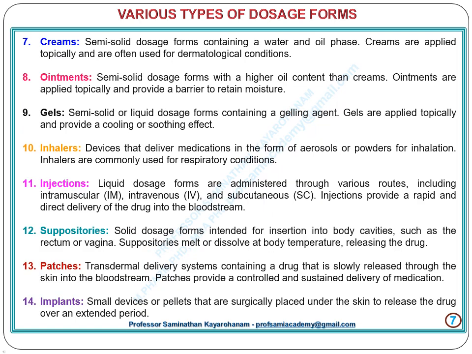Various types of dosage forms: creams, semi-solid dosage forms containing a water and oil phase. Creams are applied topically and are often used for dermatological conditions. Ointments, semi-solid dosage forms with a higher oil content than creams. Ointments are applied topically and provide a barrier to retain moisture. Gels, semi-solid or liquid dosage forms containing a gelling agent. Gels are applied topically and provide a cooling or soothing effect.